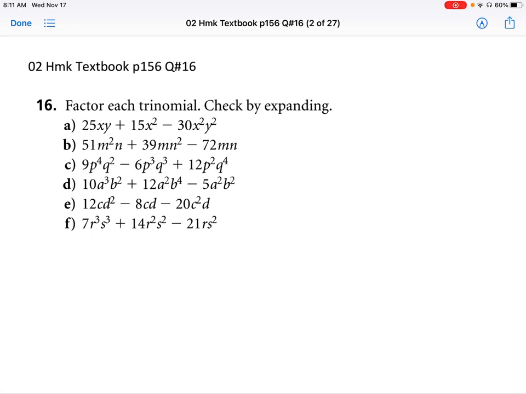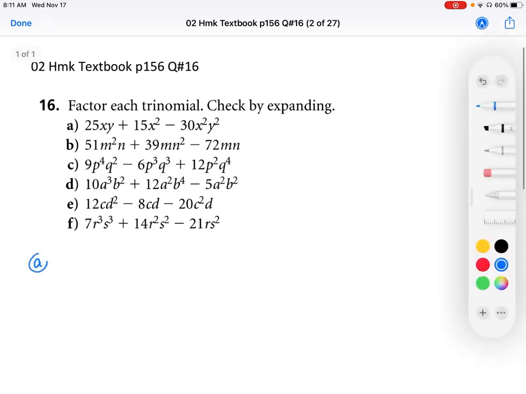So question number 16, we're asked to factor the trinomial, and factoring involves always first factoring out the greatest common factor. So for A, we have 25xy, 15x squared, 30x squared y squared. For the number parts, the greatest common factor is going to be the 5. We have a common x, and we don't have a common y, so that's all the common pieces.